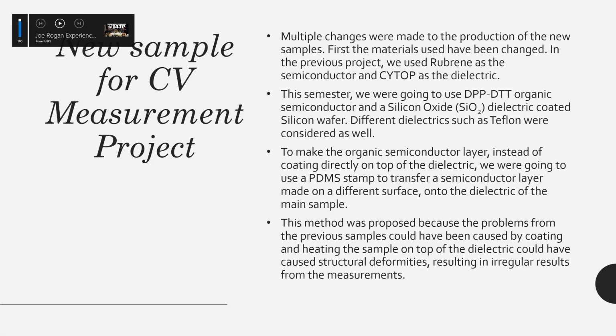So to move on with the project, since the devices from the last semester weren't giving the proper measurements, we decided to make new samples for the project. Multiple changes were made to the production of the new samples. First, the materials used have been changed. In the previous project, we used rubrene as the main semiconductor and cytop as the main dielectric.